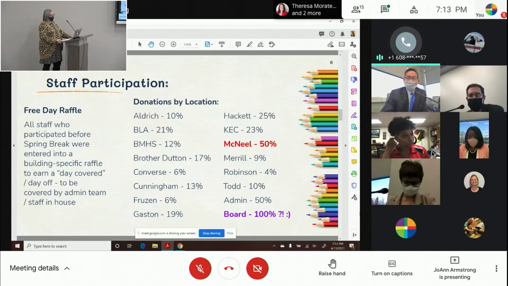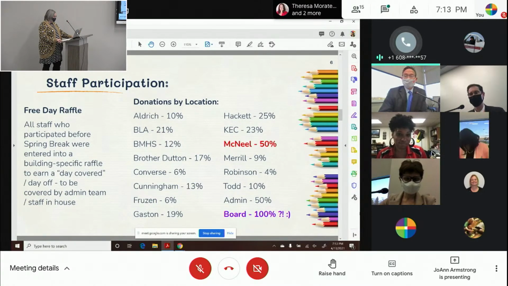So again, we're in a rebuilding year, and we hope to build on the foundation that we're starting. But big shout out to McNeil with 50% staff participation. I just want to really draw attention to the efforts that Michelle led at the Home of the Lancers. And we hope to have other schools increasing their participation as we go into next year as well.